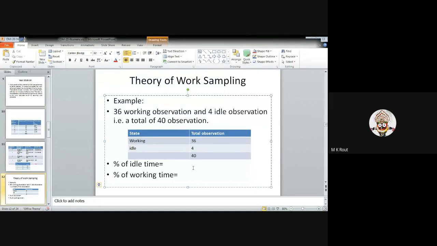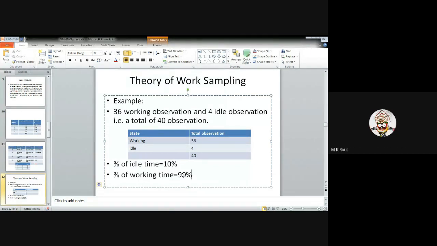Next, you have to calculate the percentage of ideal time. That is 4 by 40 into 100, which is 10%. And in case of working time, it is 90%. Is this statement understood by all of you?